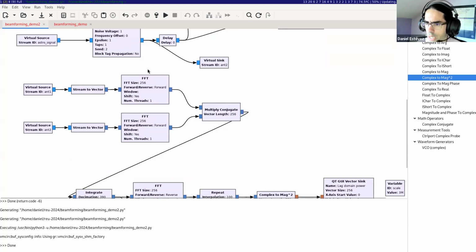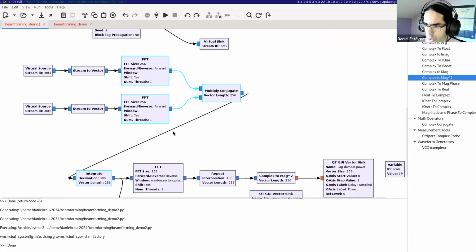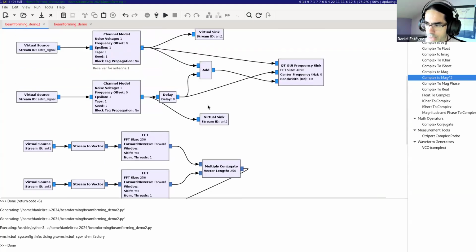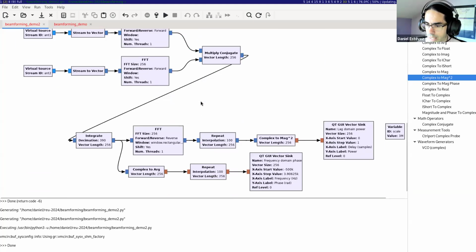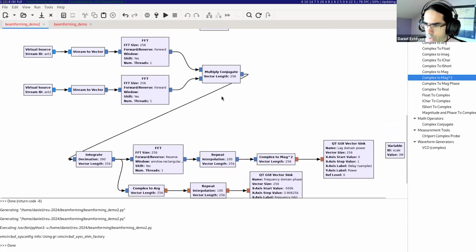By the way, because maybe you will hear this word in other contexts, these two blocks and the integrate block are known as an FX correlator. So if you ever see this FX, that's what it means. The F means FFT and X means multiply and integrate. So this is a correlator. We use a correlator to look at the signals from the two antennas and figure out this phase and delay difference.